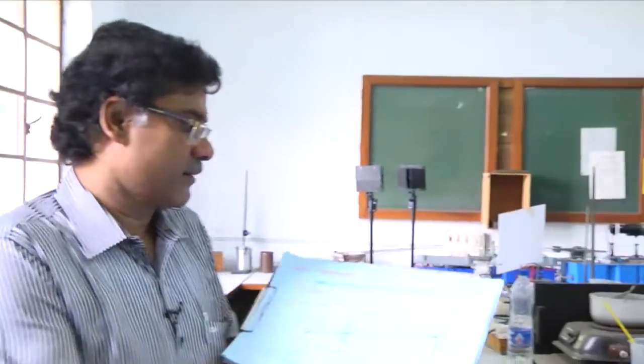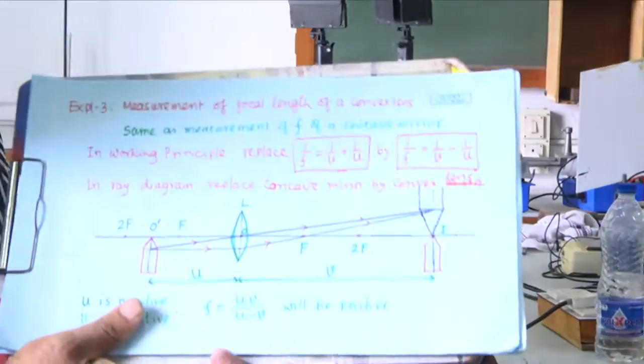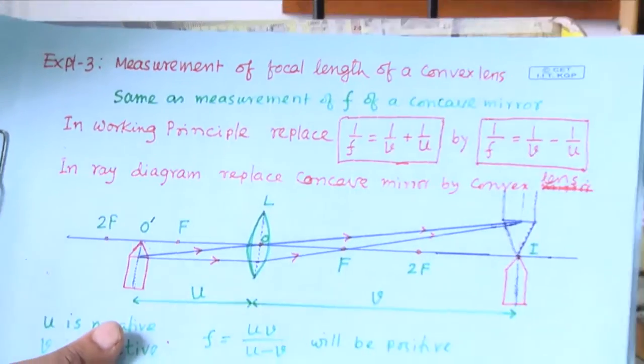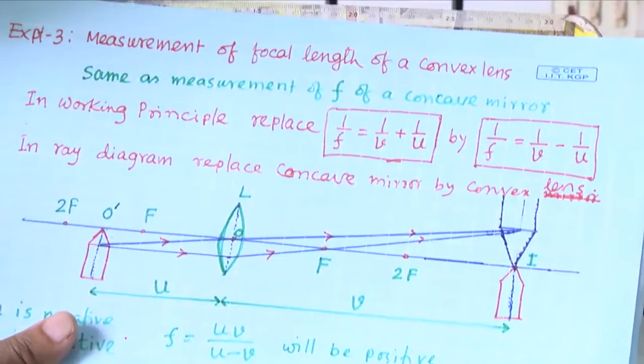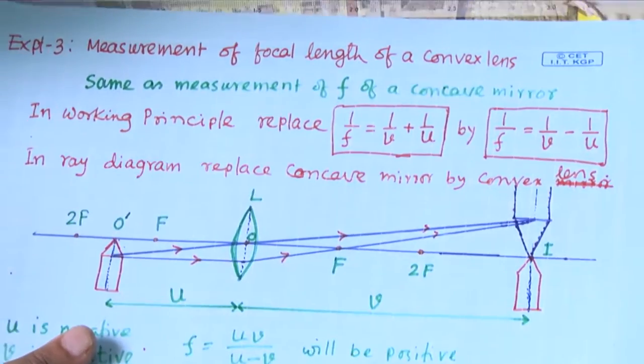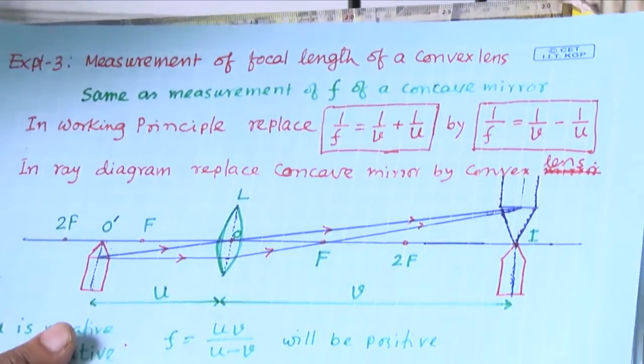So, today we will demonstrate how to measure the focal length of a convex lens. In the last two classes we have seen how to measure the focal length of a concave mirror and a convex mirror. For measurement of the focal length of a convex lens, the procedure is the same as the measurement of focal length of a concave mirror.